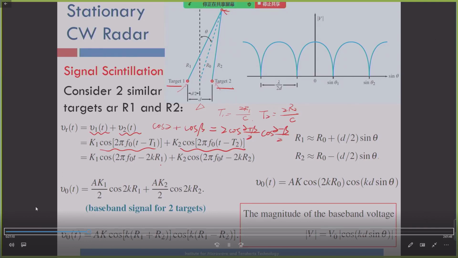So here, because R1 is much larger than D, R1 can be expressed as R naught plus D over 2 times sin theta. Here is beta, so this one is beta also, and this term here is beta also. So this term is plus, here it's minus, so you can substitute each expression and multiply. And finally, it becomes this one, and then it becomes this one.